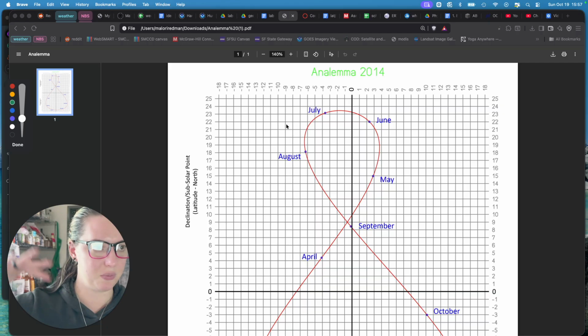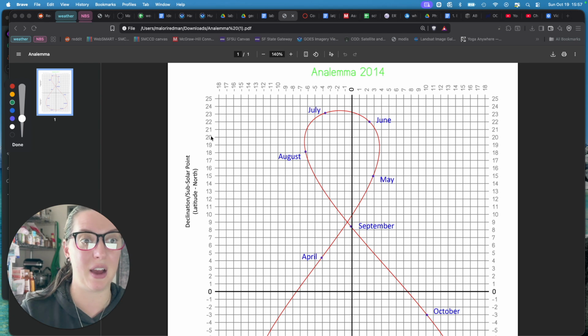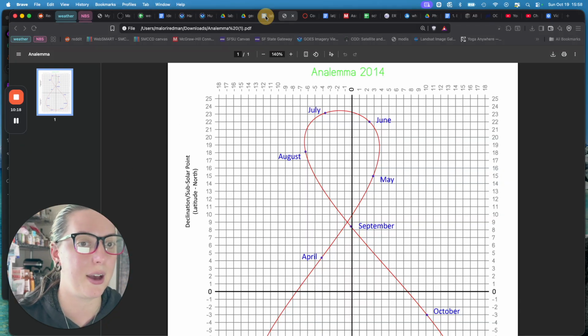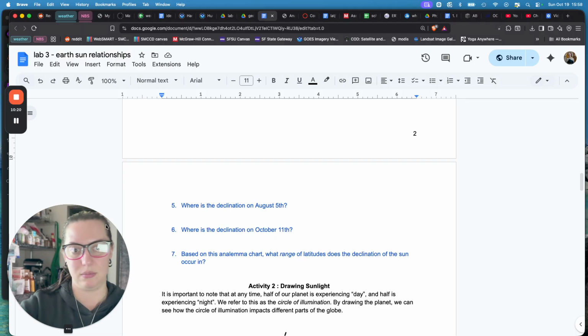So again, you just estimate the day wherever it is, and then find the declination latitude for each one, or if given a declination, then you can pop on over to the figure 8 to give you a date.